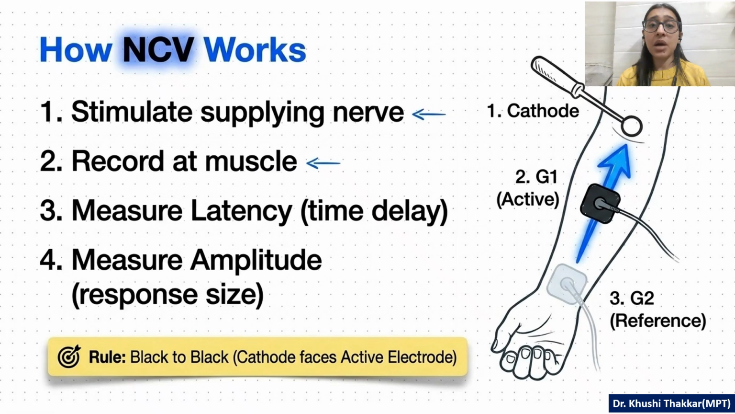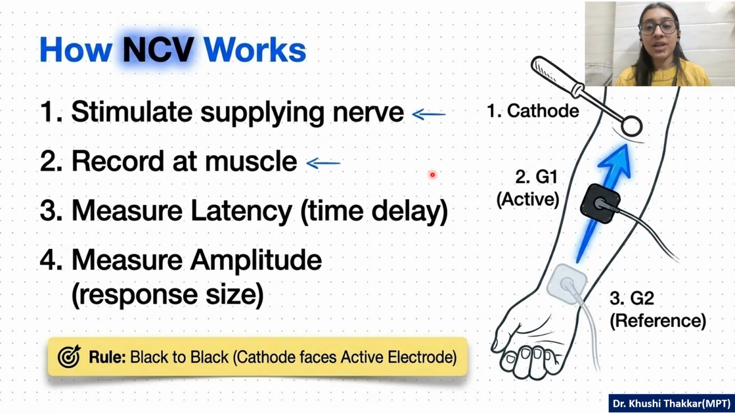Now let's understand how NCV, that is nerve conduction velocity, is tested. So first we have to do what? Stimulate the supplying nerve, that is, it is stimulated by the cathode. Why not anode? You have to answer in the comments, because this is already studied by you in your electrotherapy, Clayton, Low and Reed, and Simplified.